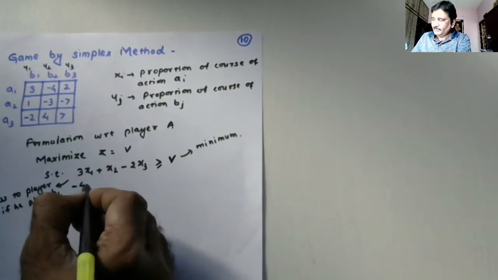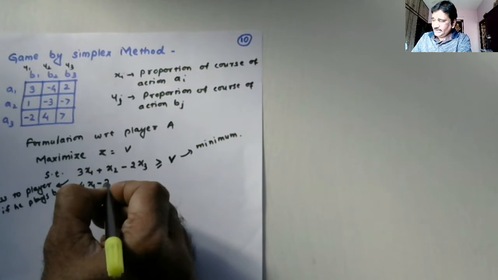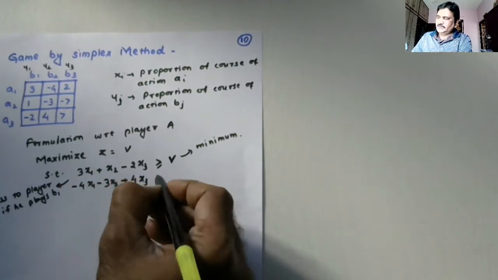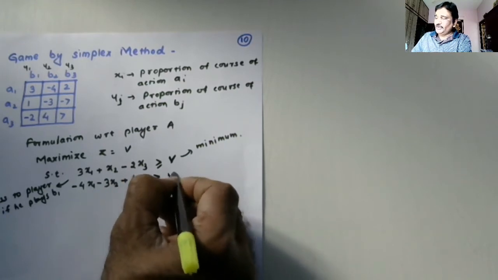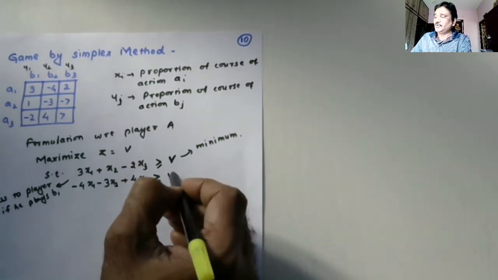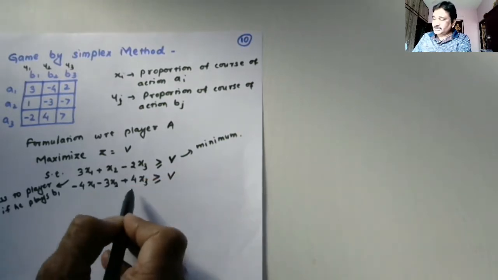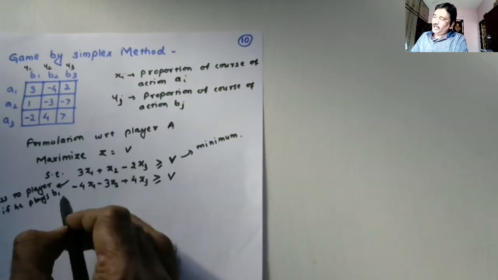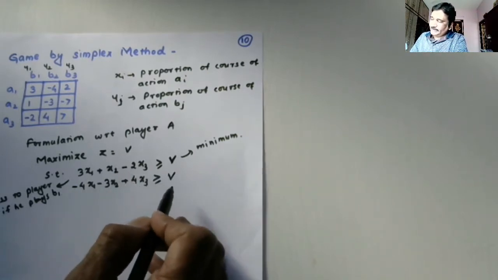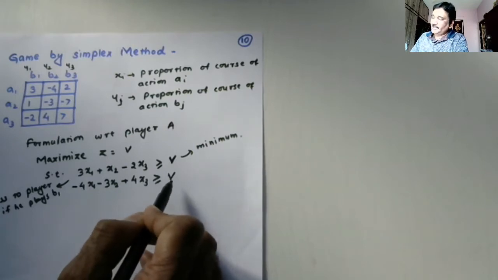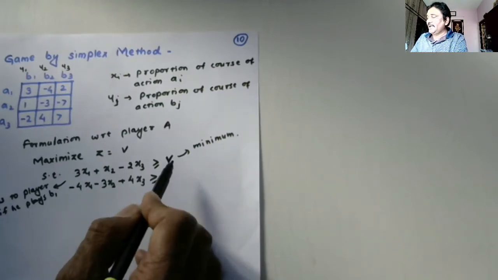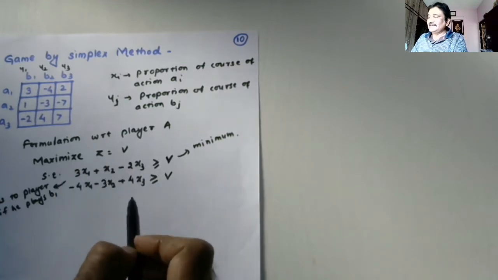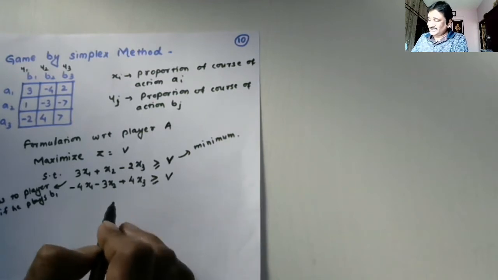Okay, so here I write minus 4x1 minus 3x2 plus 4x3. Again, this has to be greater than or equal to V, which happens to be the minimum value for player B. Because this side is the loss to player B. If he plays B1, this loss will definitely be greater than or equal to V. It cannot be less than V, because if we want to keep V minimum, this value has to be greater than or equal to that, not less than.